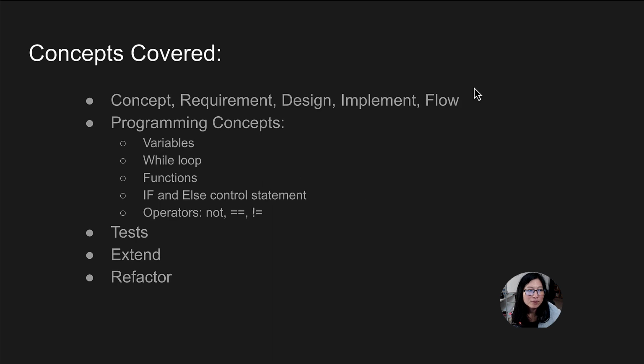To recap, in this video, we have talked about the concept of a program, the requirements, and then how to design a simple coin flip game, and we proceeded to implement. We also looked over the program flow, and then we covered the following programming concepts. We talked about variables, we used the while loop, we defined at least one function, and then we also used the if and else control statement. We also demonstrated the equal. And there are some operators we didn't demonstrate in this program, but you can also check them out. Like there's the not operator, there's the equal operator. Then we demonstrated how to run, test and debug.